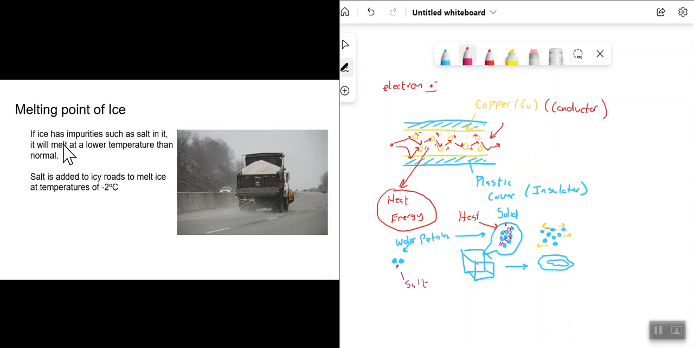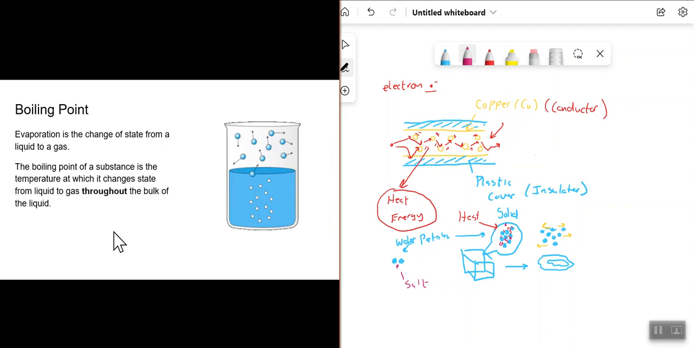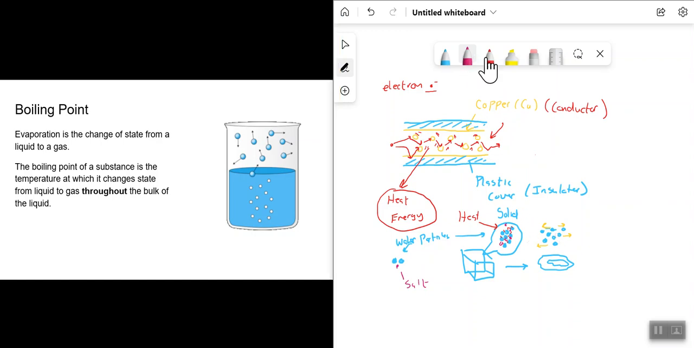So then the next property, after melting point, is what's called boiling point. So if you continue adding heat to this, what will happen is these particles will actually move much further away from each other, like so. And when they do that, we get what's called a gas. So this is a gas, this is a liquid, and this is a solid.